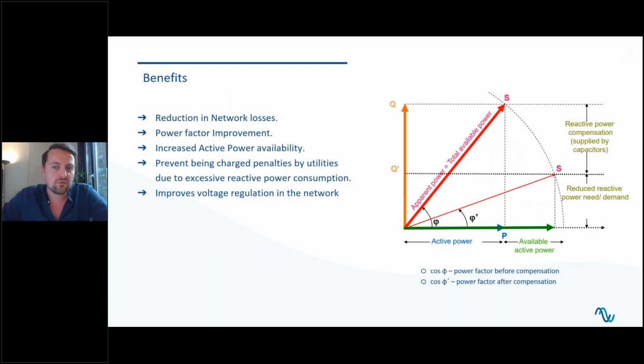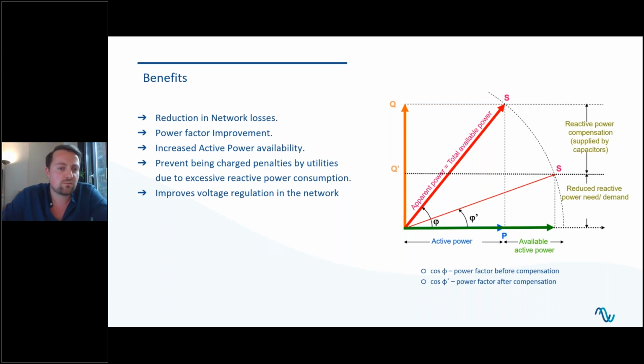So, the benefits of reactive power compensation. One of the main benefits is the reduction of network losses. A low power factor results in a high current flowing into the system, and high current means higher resistive losses by the I squared R formula. So increasing the power factor will decrease this current, and so decrease this type of losses as well. We'll also have the benefit of power factor improvement, as we explained before, so we're aiming for a higher power factor value.